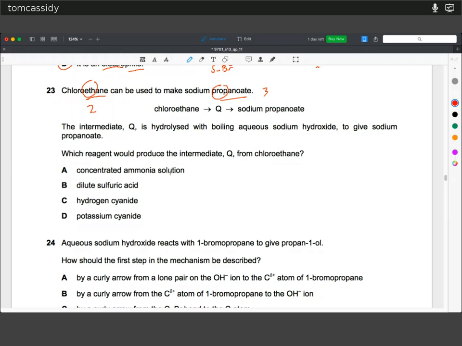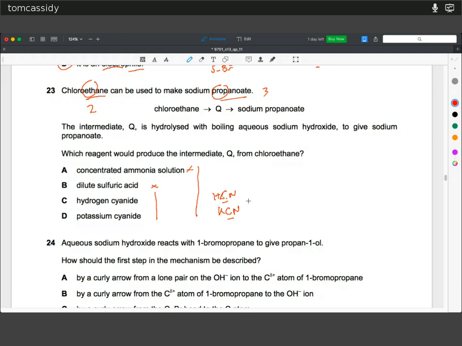So you need to look down here then, and these things are obviously wrong. There's nothing in them that can help us extend the carbon chain from 2 carbons to 3 carbons. So you've got a choice here, and hydrogen cyanide is HCN, and potassium cyanide is KCN. And you can see these reagents do have an additional carbon, and that's going to allow us to extend the chain length from 2 to 3.